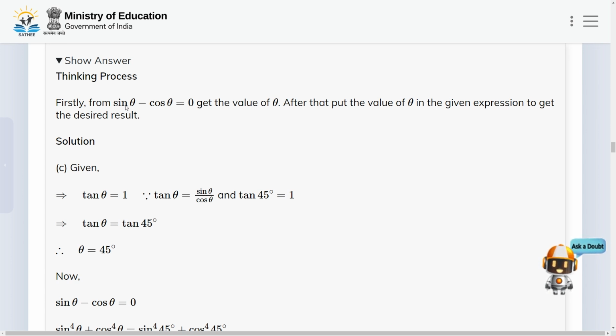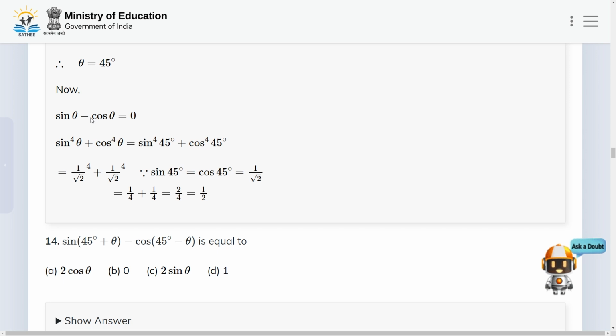So here given to us tan theta is equal to 1, and since tan theta is equal to sin theta by cos theta, and we know tan 45 degree is equal to 1, so it implies tan theta is equal to tan 45 degree, and it implies theta is equal to 45 degree. Okay, now sin theta minus cos theta is equal to 0, so this implies sin to the power 4 theta plus cos to the power 4 theta is equal to sin to the power 4 of 45 degree plus cos to the power 4 of 45 degree, and this is equal to (1 by root 2) whole to the power 4 plus (1 by root 2) whole to the power 4, and this is equal to 1 by 4 plus 1 by 4, and this is equal to 2 by 4, and this is equal to 1 by 2.